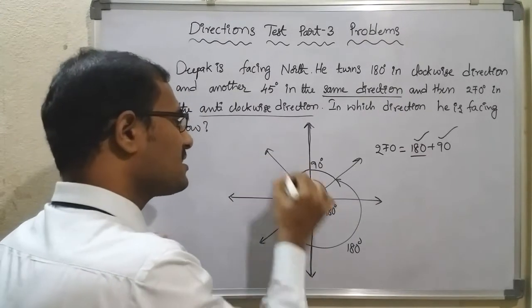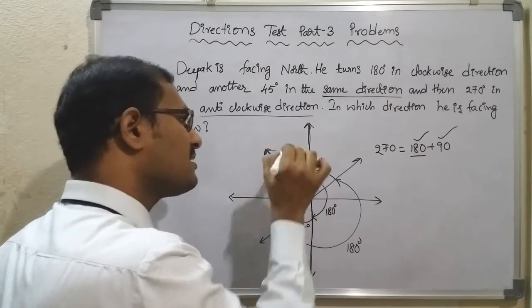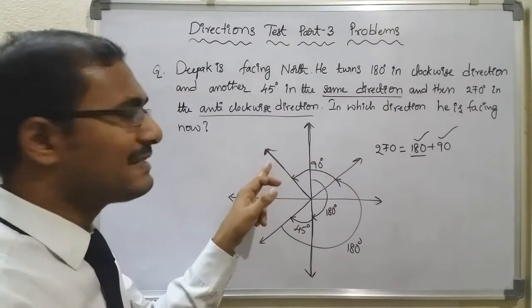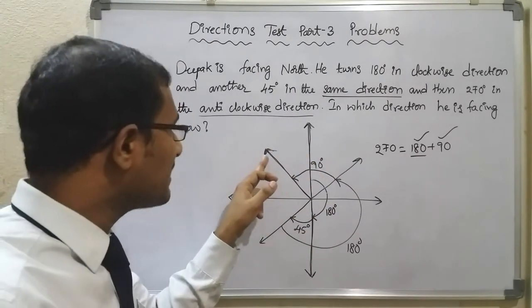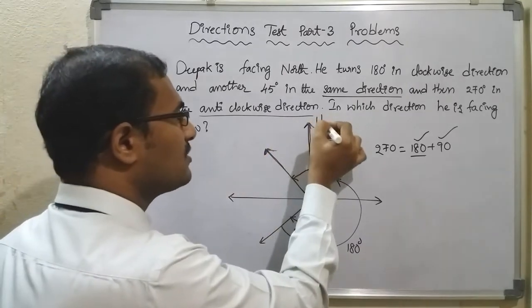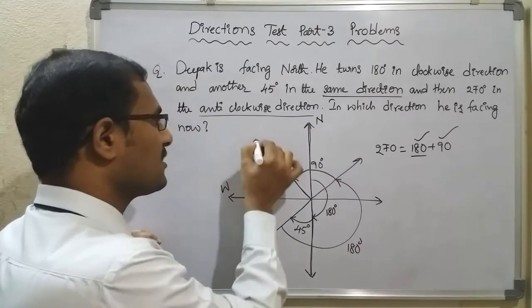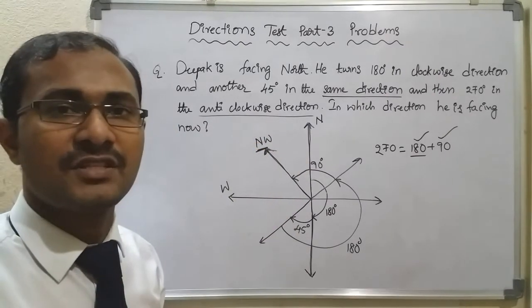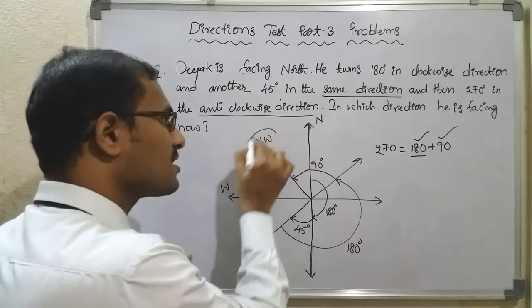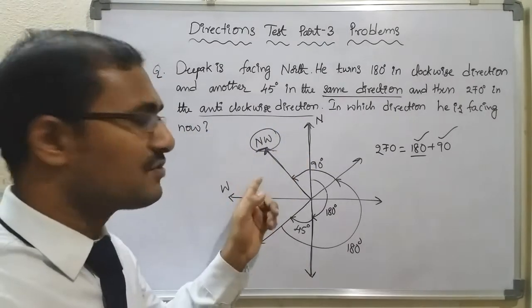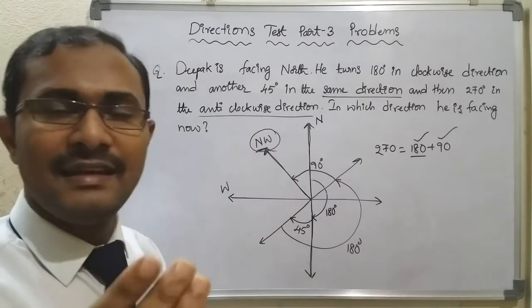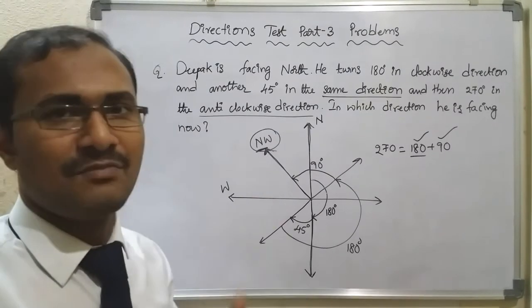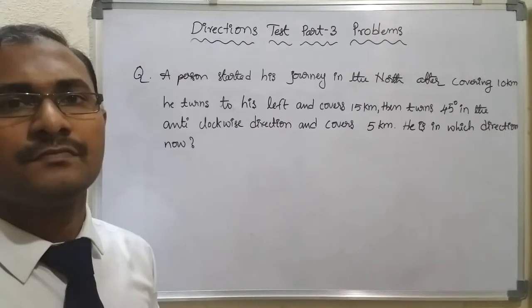Now the person is looking in this direction. Okay, so now what is the direction of the person? As this line is in between north direction and west direction, I can say the direction is northwest. It means the answer for this question is northwest. Okay, the answer for this question is northwest. Let us see the next question in the same concept.